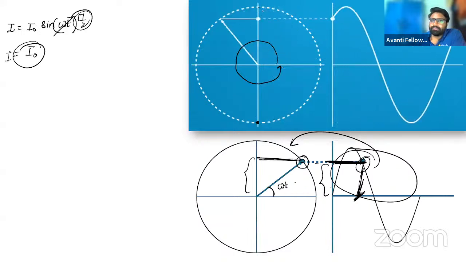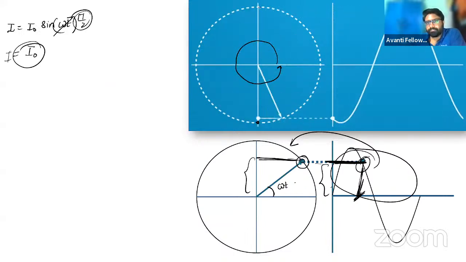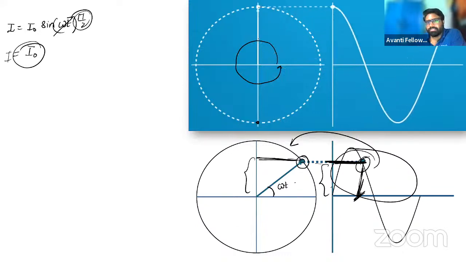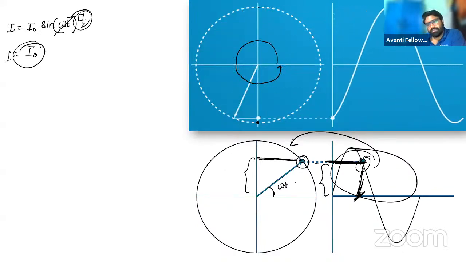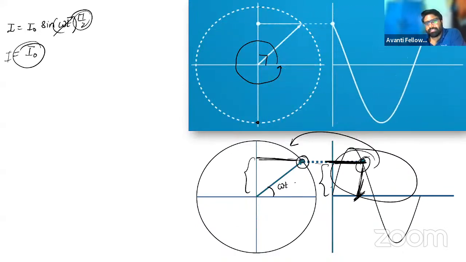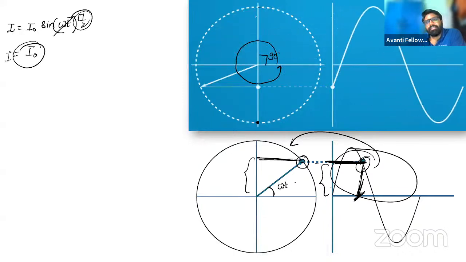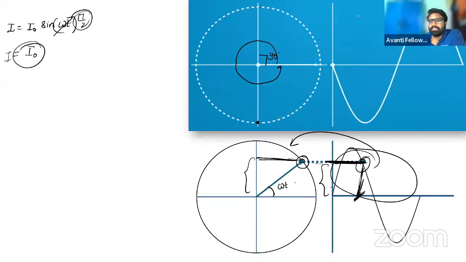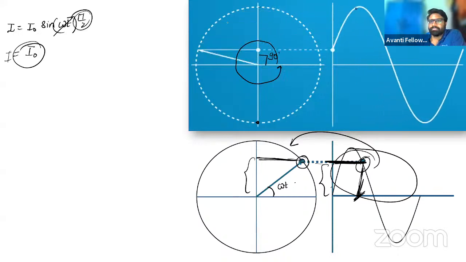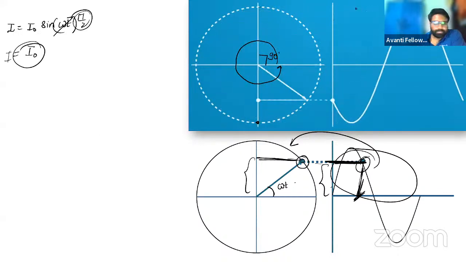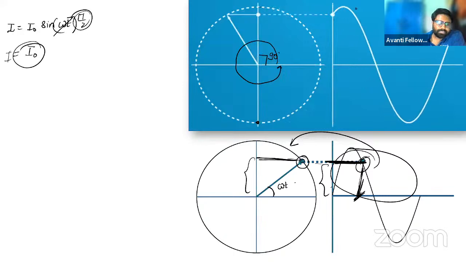It is becoming maximum at 90 degrees, if you see it rotating. So this particular angle is 90 degrees, and at 90 degrees it is getting its maximum value, either in this graph or in this graph. I hope this is very clear to you.